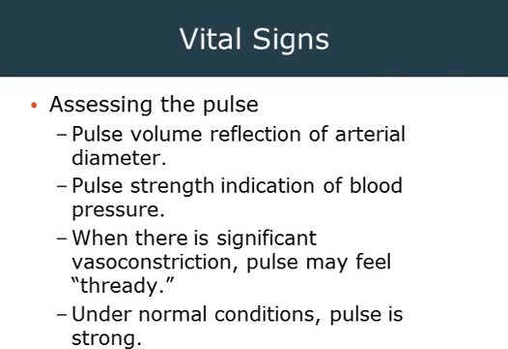All right, assessing the pulse, we're looking for pulse volume, which is a reflection of the arterial diameter, or how full it is. Is it a nice full pulse? A lot of times we'll equate that with strength. Strength is an indication of blood pressure. And then we may have a thready pulse, which is typically a weak pulse, and more times than not it is also a rapid pulse. Under most circumstances, we consider the patient to have a strong pulse. So thready versus strong is really what we refer to when we're looking at that characteristic of the pulse.